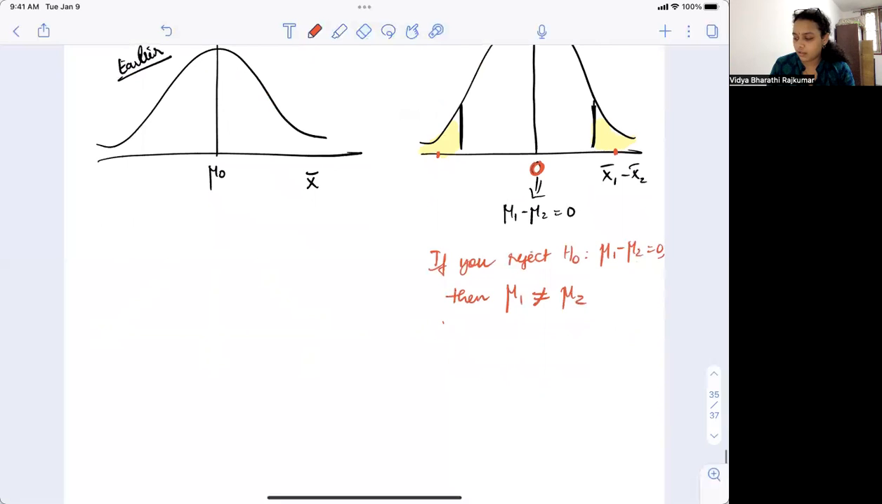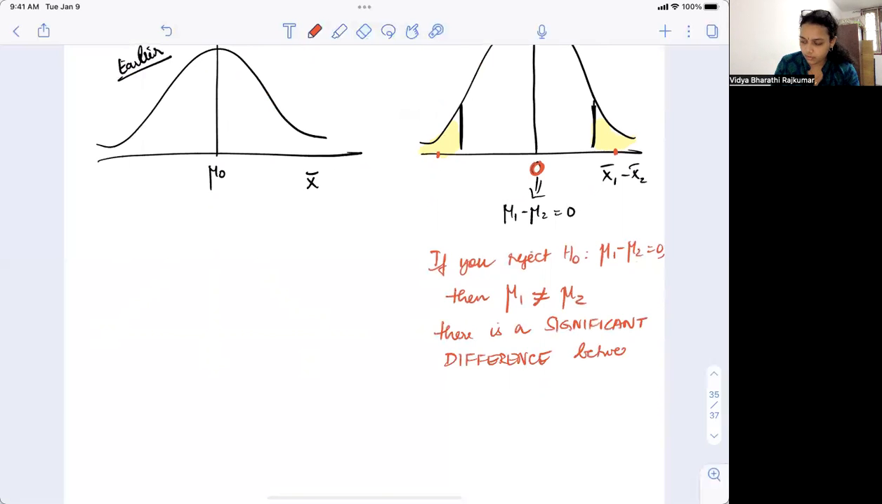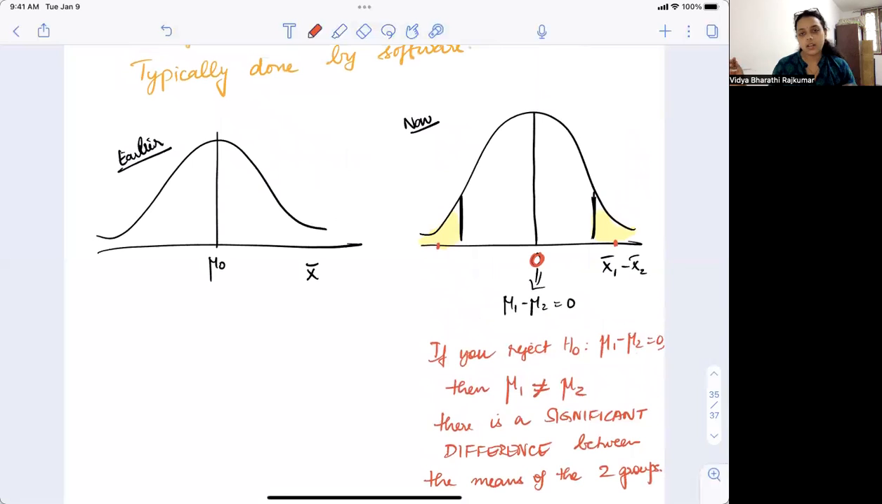There is a significant difference between the means of the two groups. That's your conclusion. Now, I've shown you the example for a two-sided test, but we could use a one-sided test here as well. The application is exactly the same.